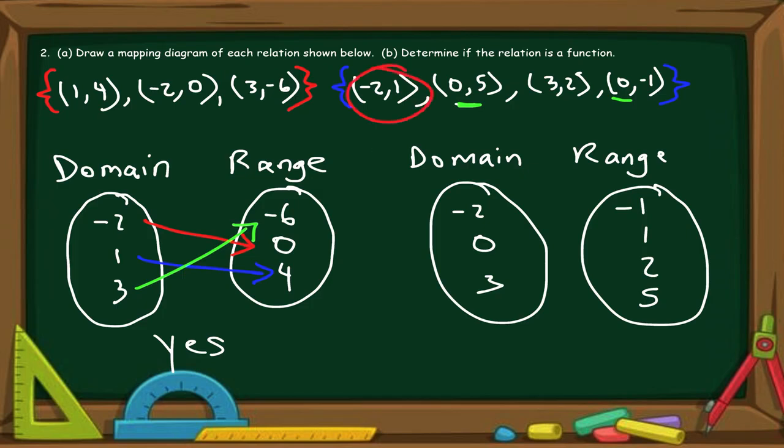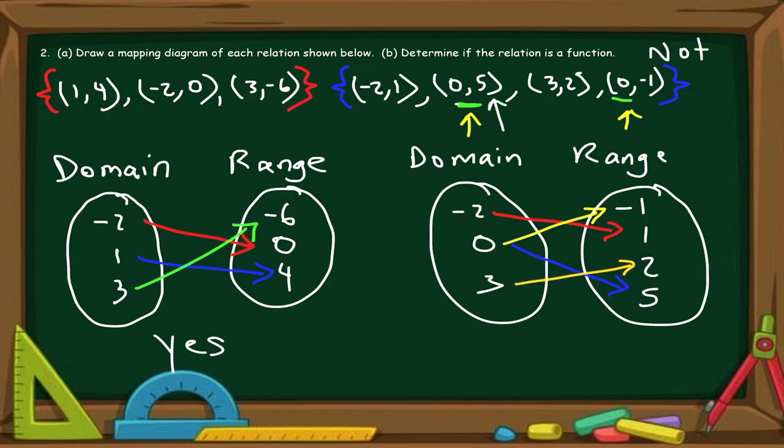So -2 corresponds to 1, 0 corresponds to 5, 3 corresponds to 2, and 0 corresponds to -1. So just by seeing the repeat x values that we see here, we could tell that this is not going to be a function. The two x values have two different y values. You can see 0 points to -1 and 5. So the second relation is not a function.